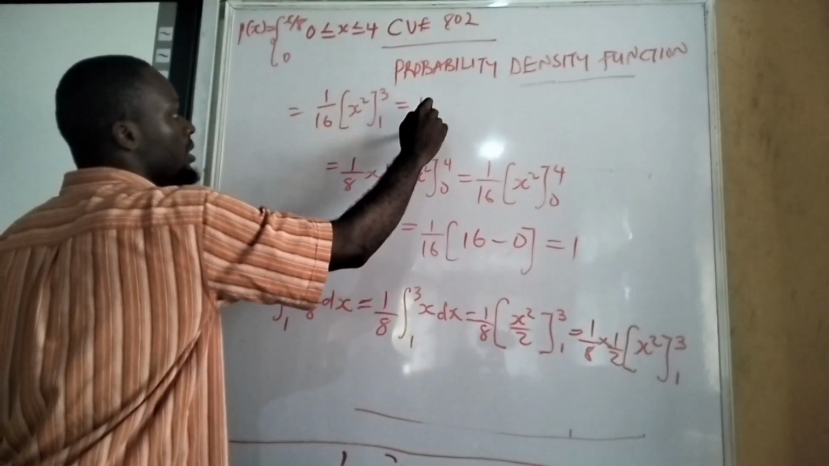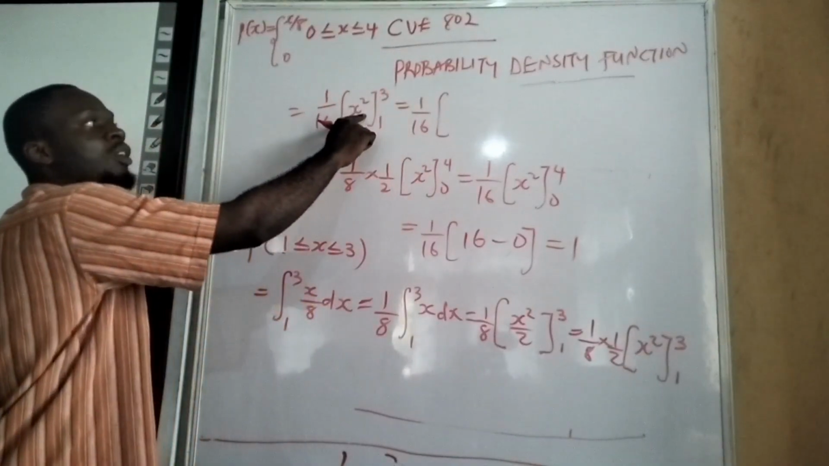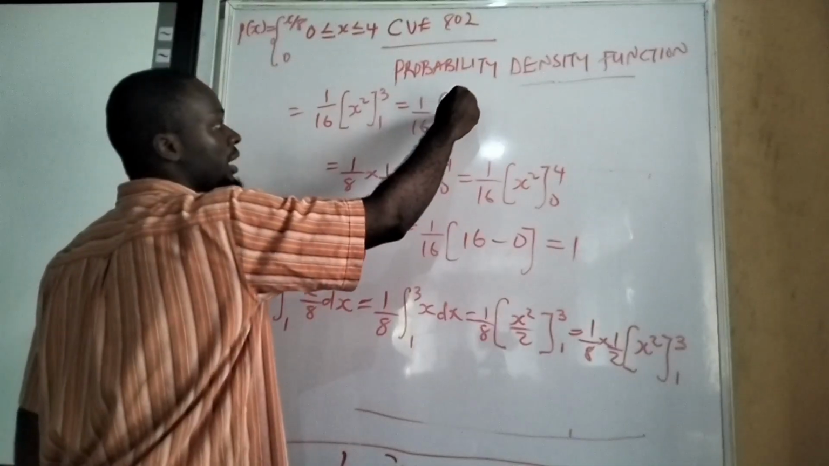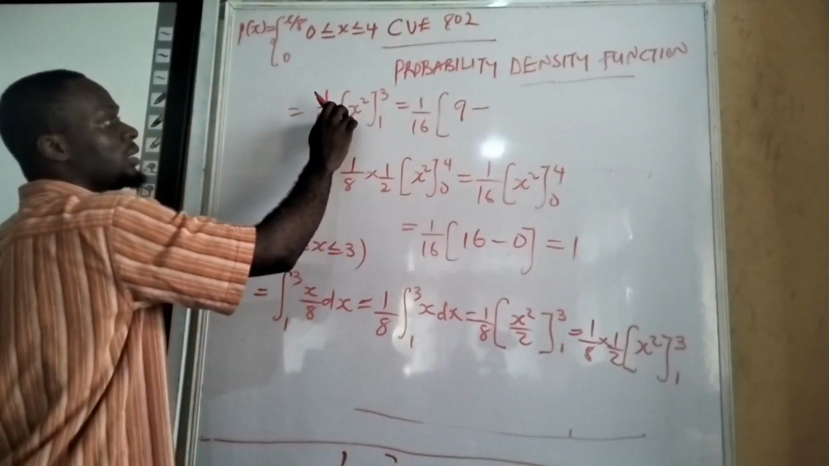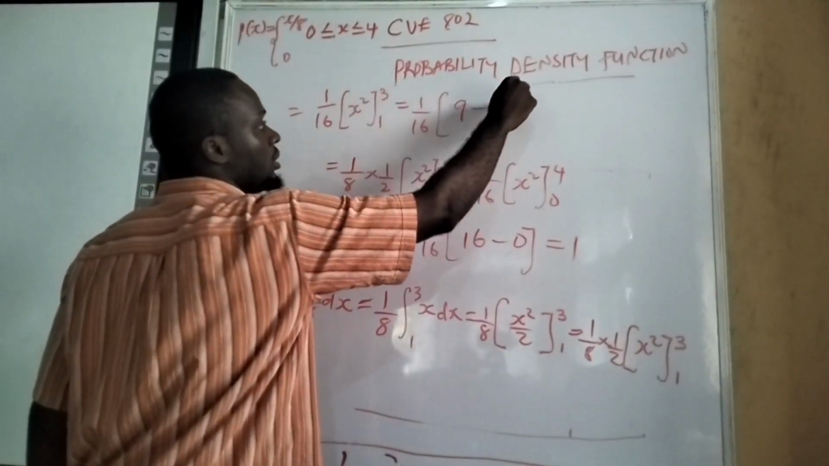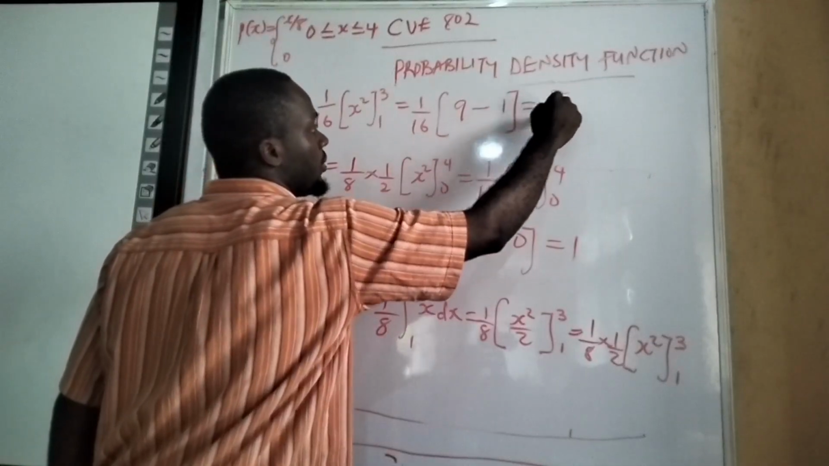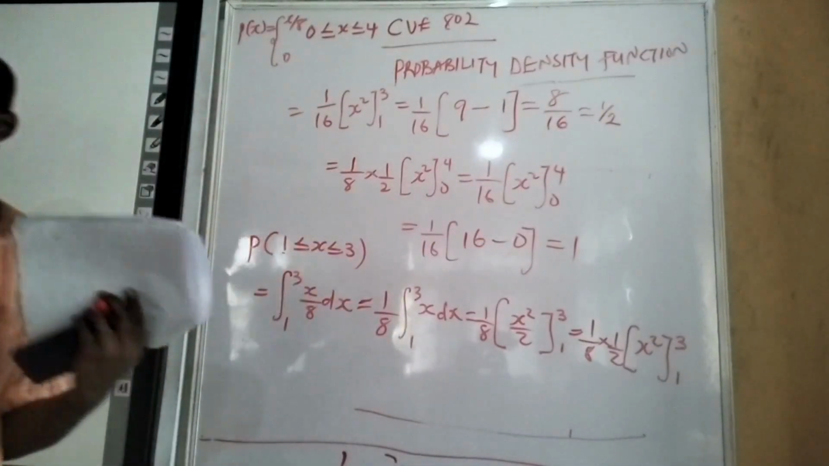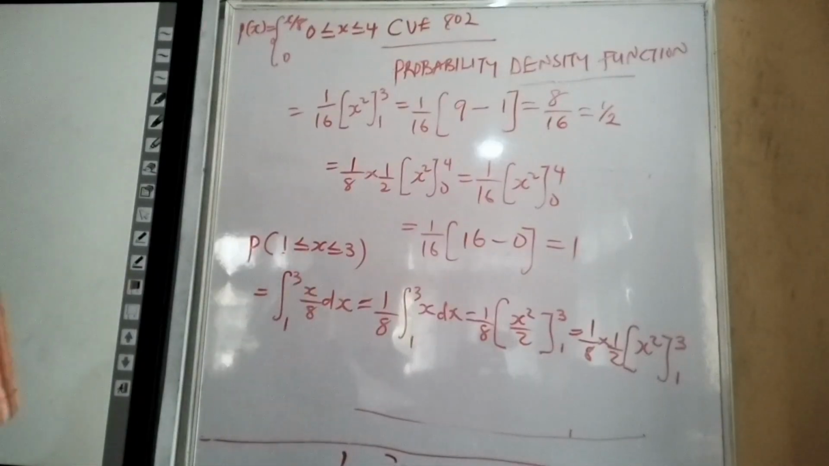So 1 over 16 means that we should replace s with 3. So 3 squared is what? 9. Minus, replace s with 1, get 1. So this will give us 8 over 16. Our answer is what? 1 over 2.